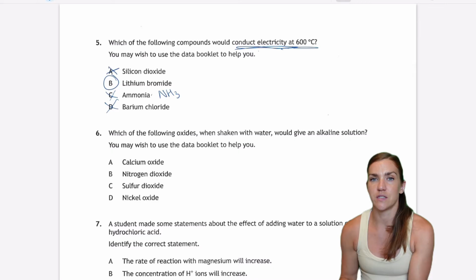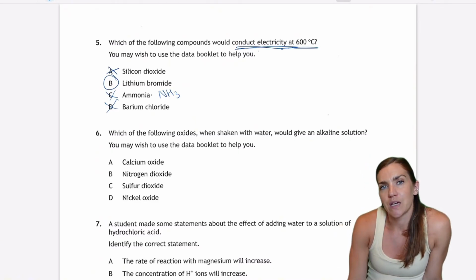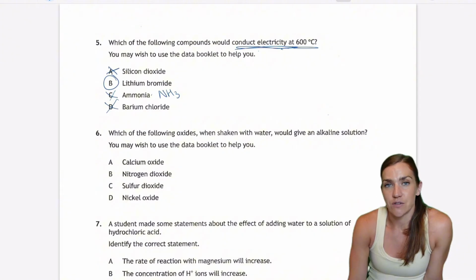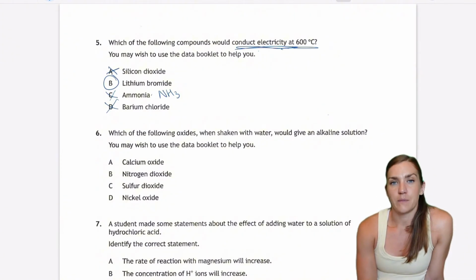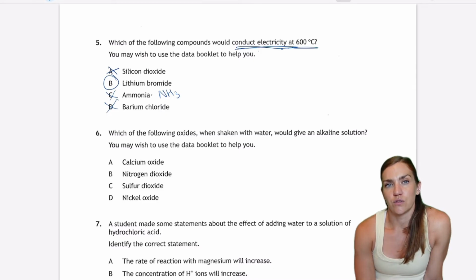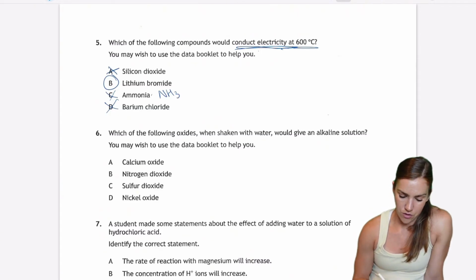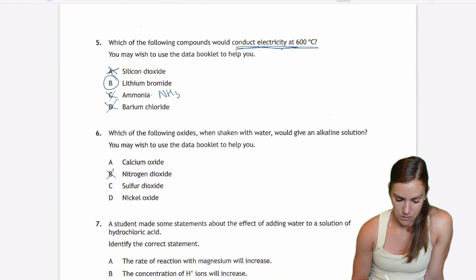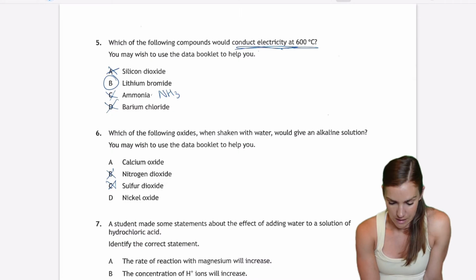What you need to remember here is that it's the metal oxides that produce alkaline solutions. The way I remember that is that there's the group called the alkali metals. So we're wanting to look for a metal oxide. Non-metal oxides will turn solutions acidic if they dissolve. So if we go through the options, calcium's a metal, nitrogen's a non-metal, so it's not going to be that oxide. Sulfur is also a non-metal, so it's not going to be that oxide. And nickel is a metal, so it could potentially be that oxide.